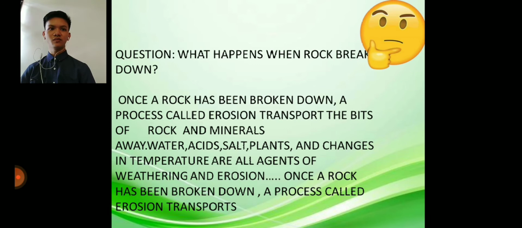Once a rock has been broken down, a process called erosion transports the bits of rock and minerals away. Examples are water, acid, salt, plants, and changes in temperature, which are all agents of weathering and erosion. So now, you know the answer to the question. Let's go to the next part.